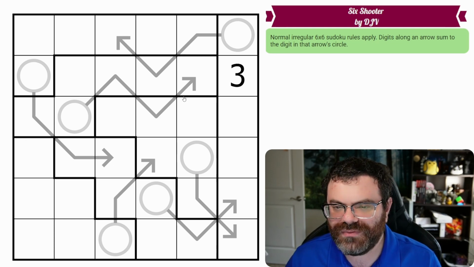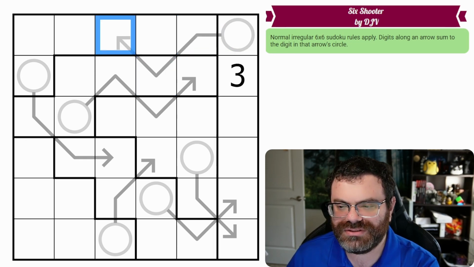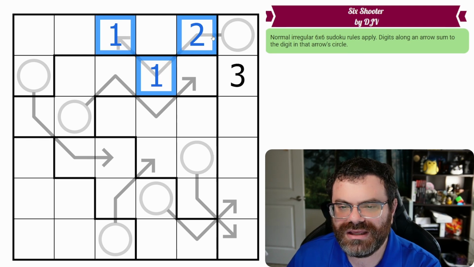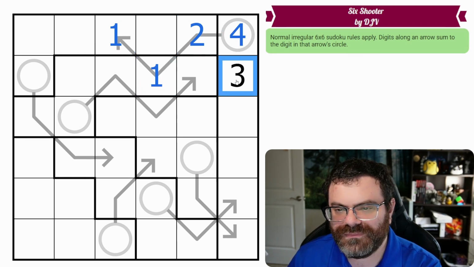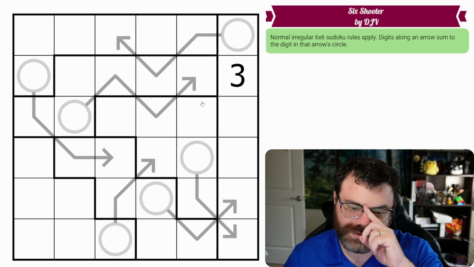All right. In addition to that, we have arrows. These are standard arrows. So there's arrows in the grid with an attached circle. Whatever the sum is of the arrow, that's filled in the circle. So if this was 1, 2, and 1, that adds to 4. This would be a 4. So that is how arrows work, and that is all the rules.